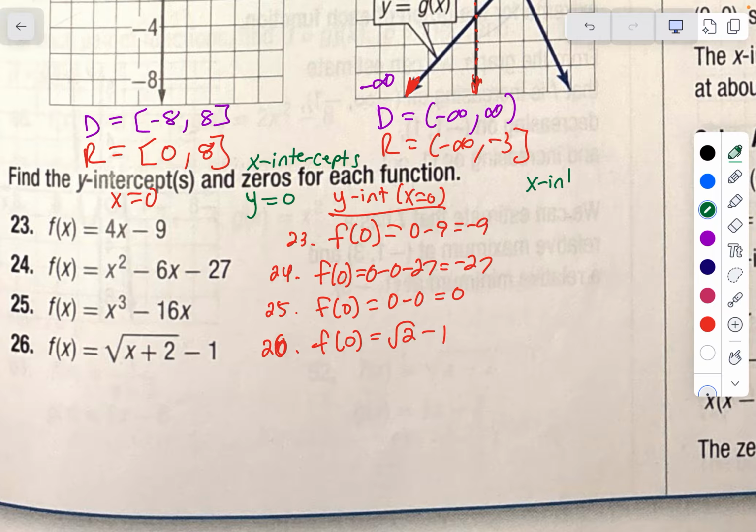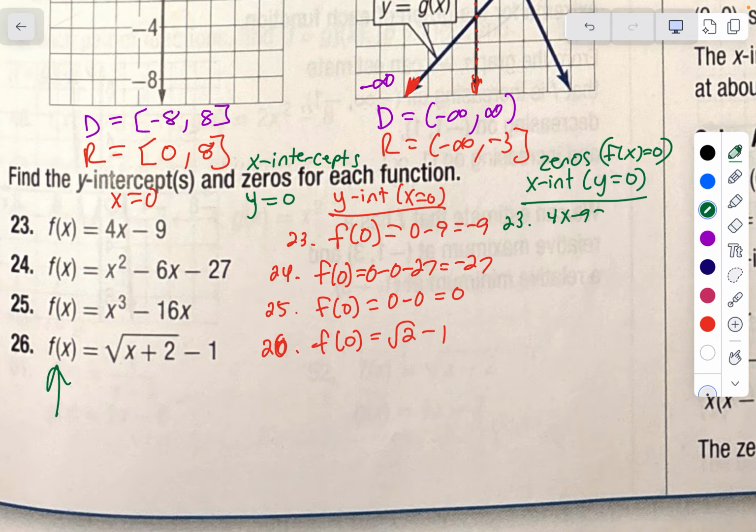X-intercepts are harder. Those are zeros. And that, we're going to let y equal 0. Okay, so if it says zeros or x-intercepts, they mean the same thing. We let y equal 0. That's also f of x equals 0. Okay. So where the f of x is sitting right there, we got to make it 0 and we got to solve it. So 23 is really where 4x minus 9 equals 0.